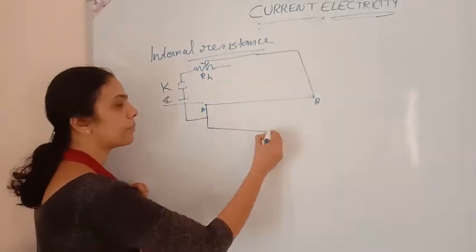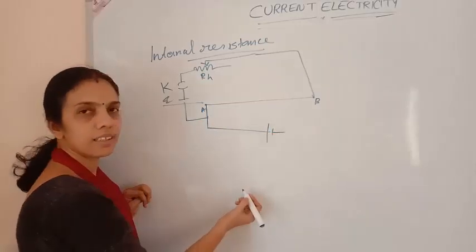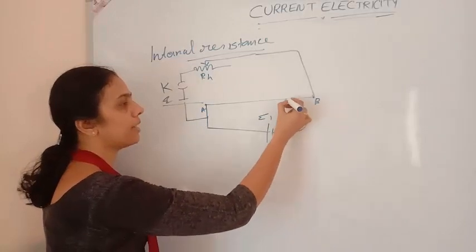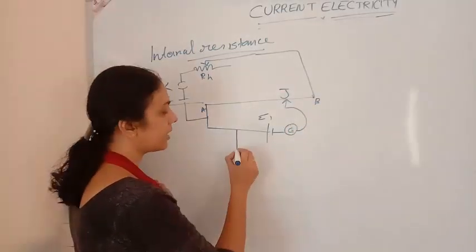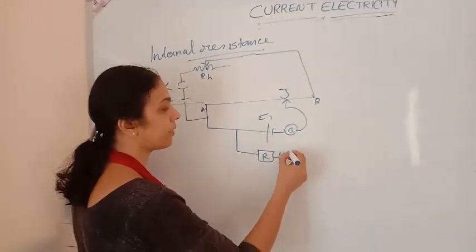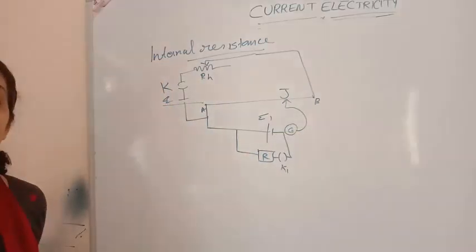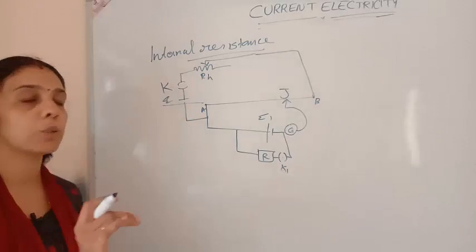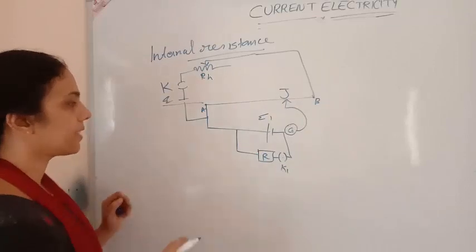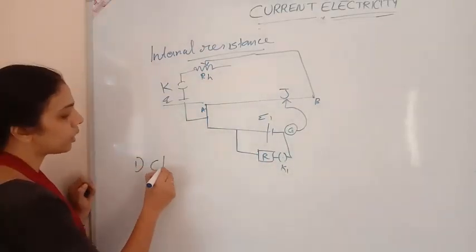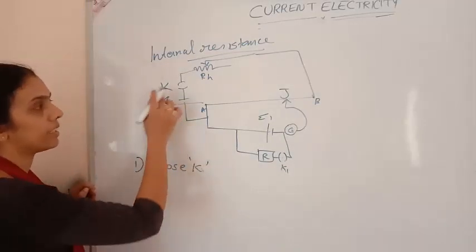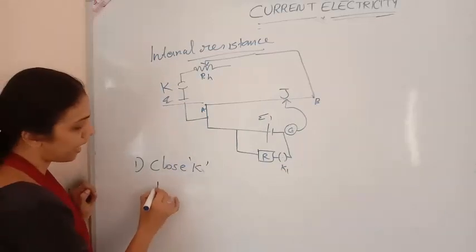Now from here I am connecting a cell, which is E1, and from here I am connecting it to the galvanometer and then to the jockey. Here it is connected to the resistance box and then to a key K1, which is connected in parallel with the EMF E1. So we are going to find the internal resistance of the cell. How do we find this internal resistance? For that, first we close the key K and find the balancing length.